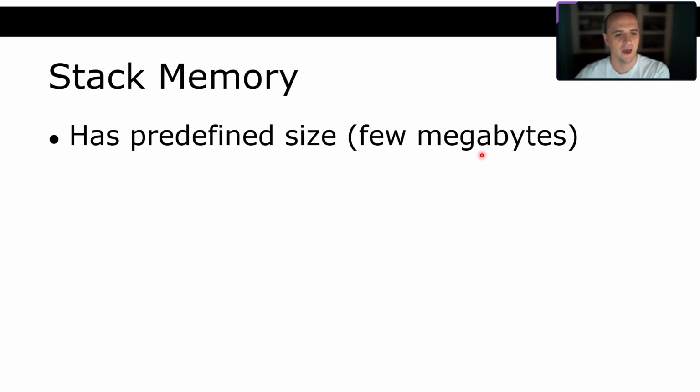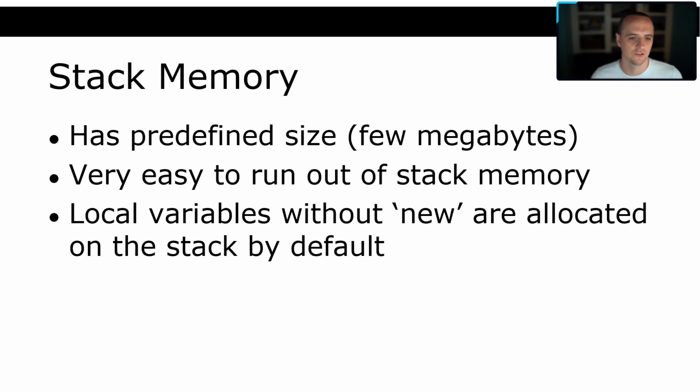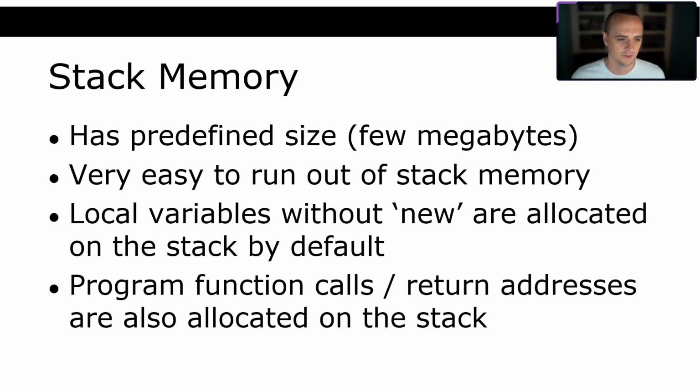So stack memory has a predefined size based on your compiler and your operating system, but it's typically quite small. The majority of the things that live on the stack aren't large data. We can't use it to store large amounts of data, so it's very easy to run out of stack memory. You may have seen Stack Overflow, that website is very popular. But a stack overflow is when you put too much stuff on the stack for whatever reason. Local variables without new called in front of them are allocated on the stack by default.